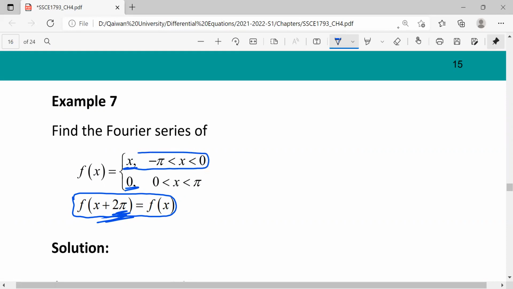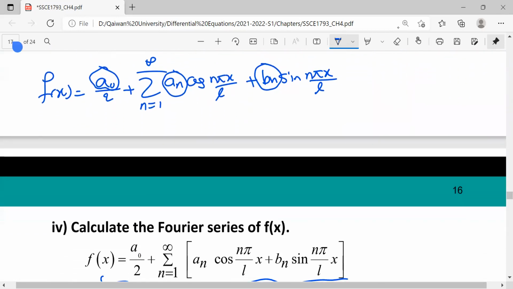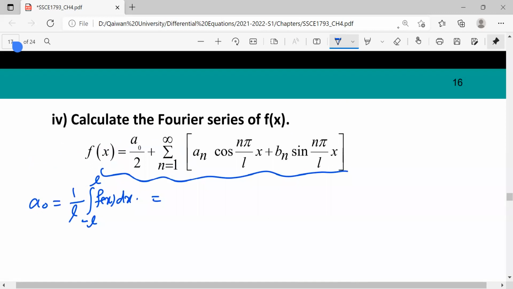For x, we have this interval. So we take the integration from negative pi to 0 for x. But for 0, we take the integration from 0 to pi. That means from minus L to L, it becomes 1 over L, 1 over pi. L is pi. Integration from negative pi to 0 for x dx plus 1 over pi integration from 0 to pi for 0 dx. We have two different functions, which are x and 0. For each, we use its interval for the limits of integration.